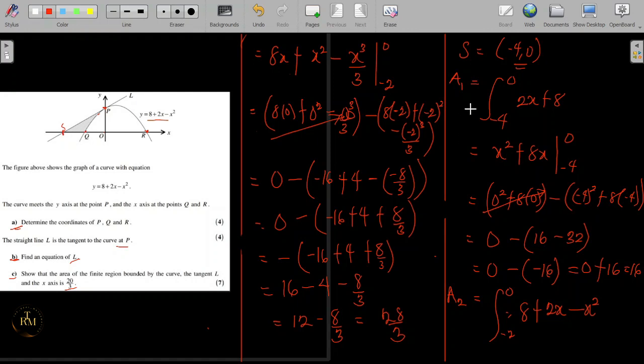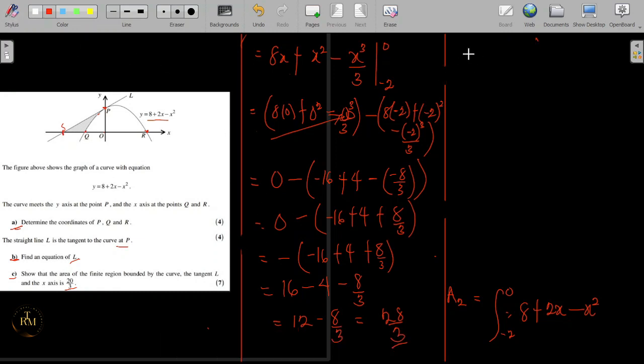Right. So the first area gave me 16. The second area for the curve gave me 28 over 3. Now, how do we bring the two answers together? Because the region is bounded by both this straight line and this particular curve. So how do we bring them together? So bringing them together to get the total area.